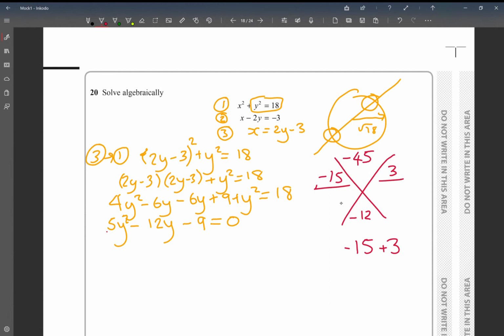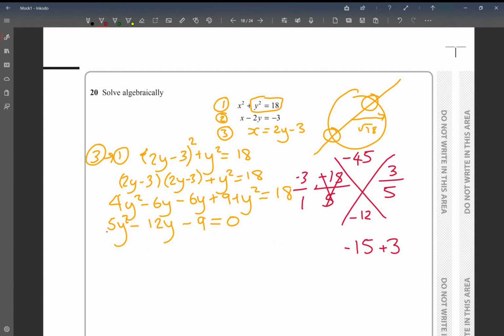Okay, and what I do is I put them either side of this little dot grid thing that I've made. Minus 15 and 3, and then you'll put it all over the 5. It's the same as the y squared, or if it's x squared or whatever, and reduce them down as if they are fractions. So this one will become minus 3 over 1, and this one stays the same.